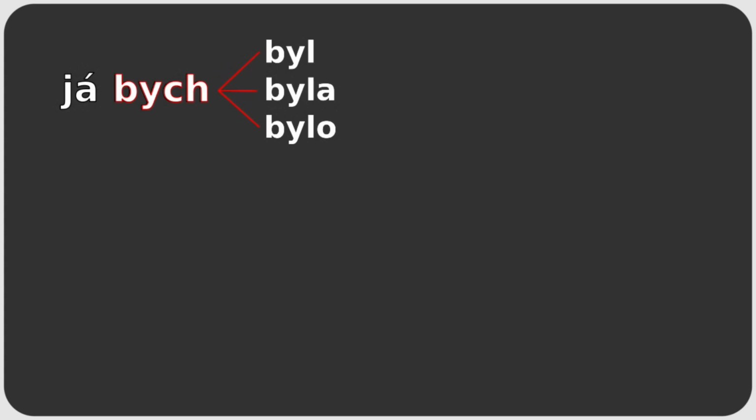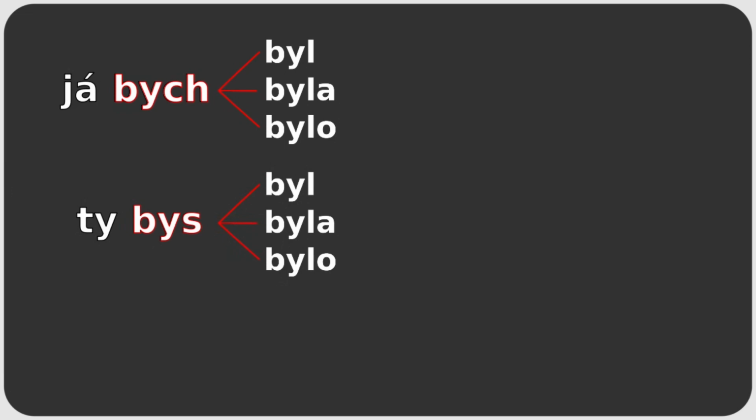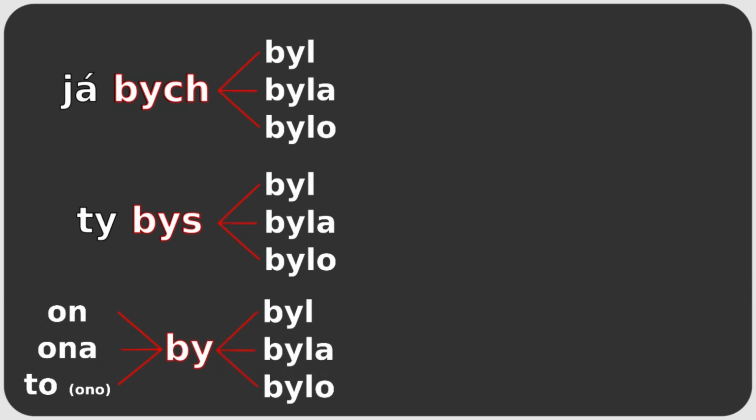Now, in the second person singular, there's "bys." So if you want to say you would be, you have to say "ty bys byl." In the third person singular, which means he, she, it, that is the form "by." He would be, "on by byl," she would be, "ona by byla," it would be, "to by bylo."